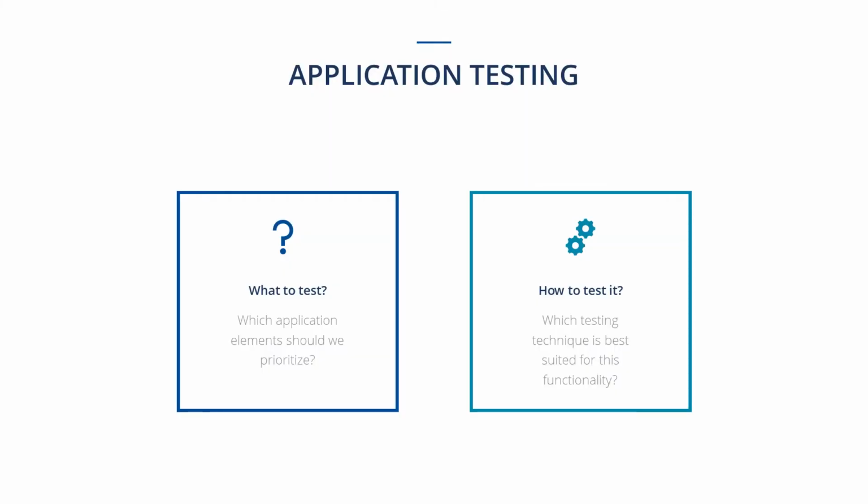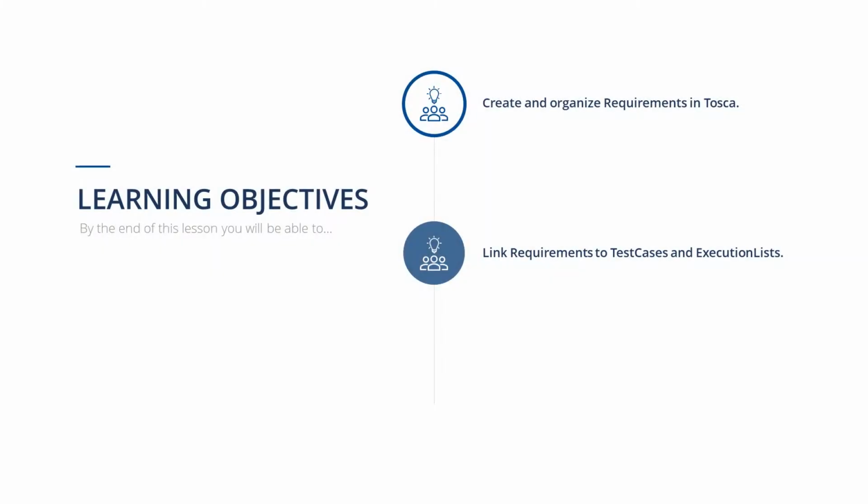When testing your application, simply running your tests is not enough. What to test and how to test needs to be carefully planned, and the results of our tests need to be put into perspective. For this, we use requirements. In this lesson, we will cover how to create and organize your requirements in Tricentis Tosca.